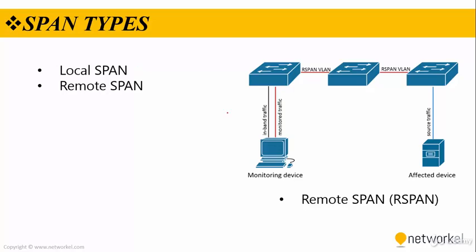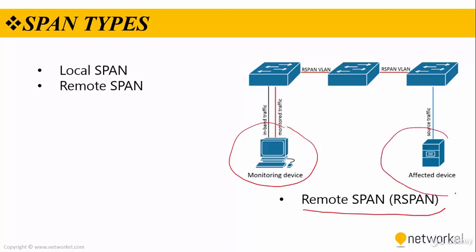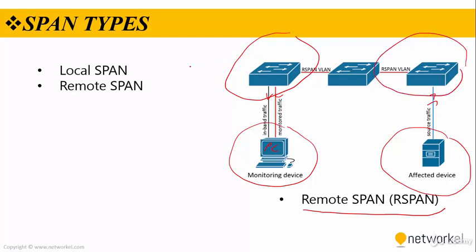Here in the figure you can see the RSPAN. Here's the monitoring device, and here is the affected device. If you want to monitor the source traffic, you can use the monitoring PC on the far-end switch, as you can see.